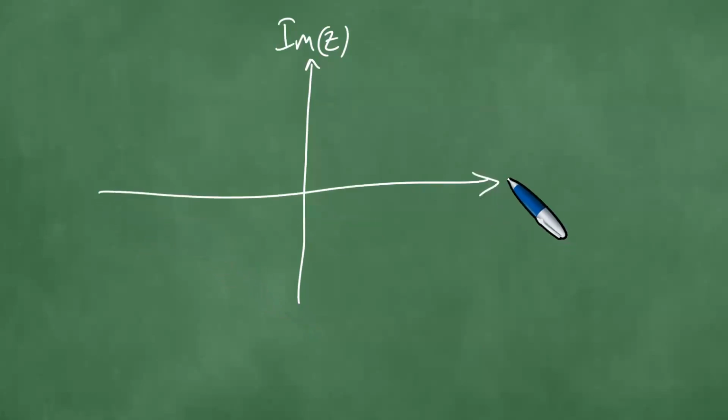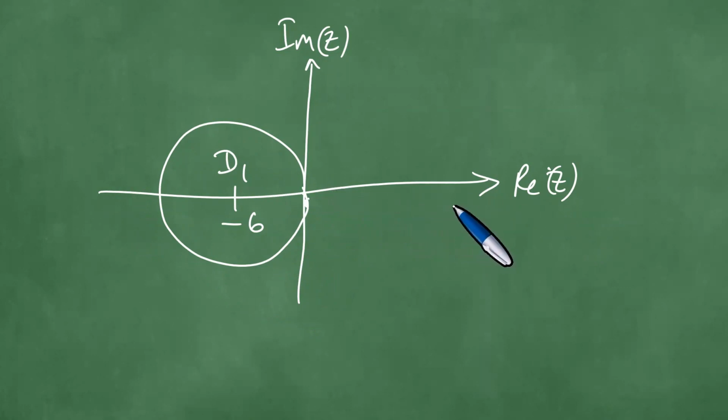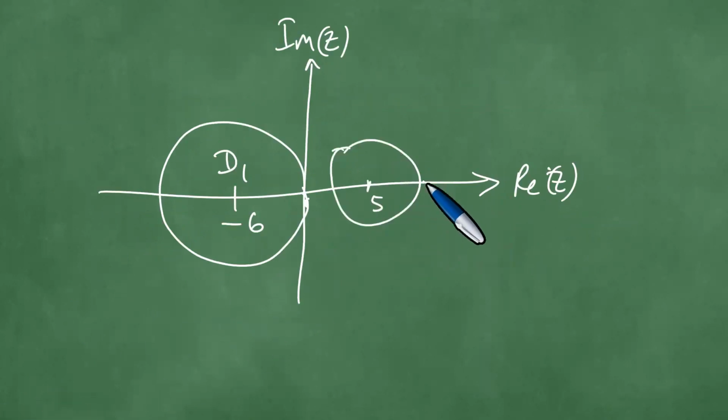These circles themselves, the Gerschgorin circles, if you are looking at the imaginary axis, you can have a circle here, centered at 5, and another circle centered at 9 of radius 6 or less, something like that.